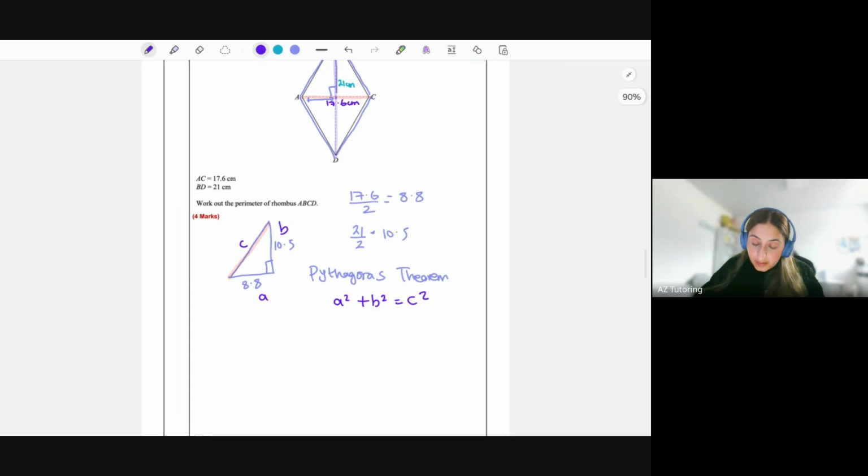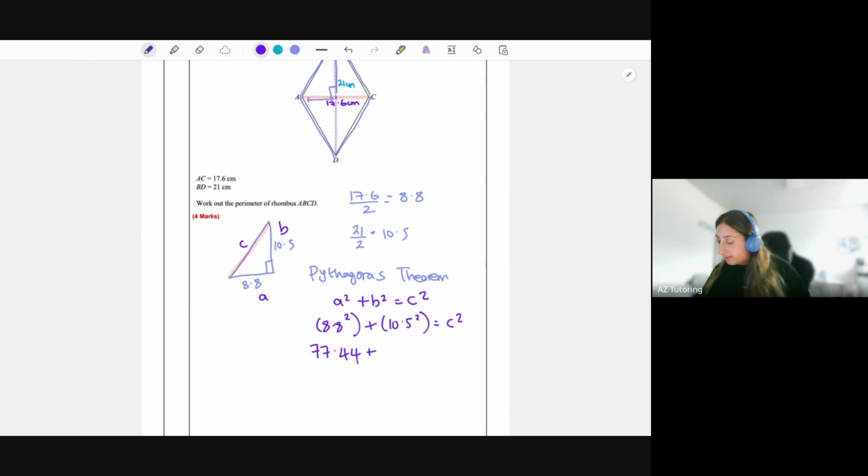So let's sub our numbers in. a squared is going to be 8.8 squared plus 10.5 squared equals c squared. If I do that, 8.8 squared is just 77.44 plus 10.5 squared. 10.5 squared is just 110.25. That equals c squared. If you add them up together, that's going to be 187.69 is c squared. Remember, you want to find c, it's not c squared.